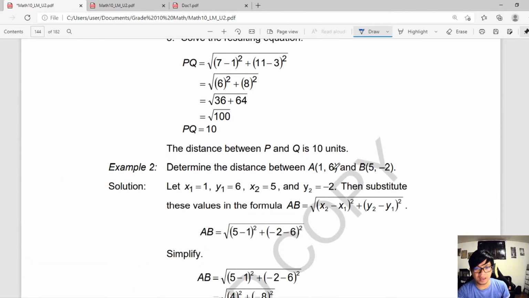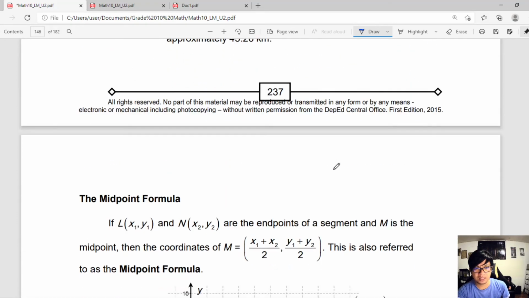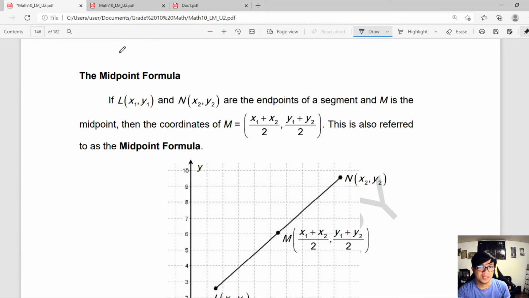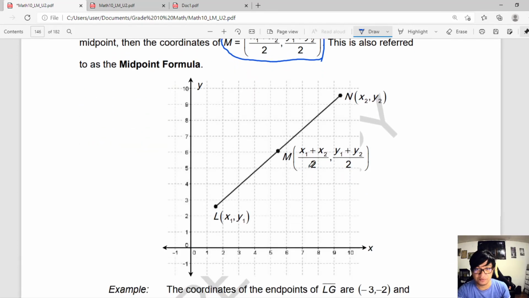Let's proceed with the other formula, which is the midpoint. Let's look at the midpoint formula. So, if we have 2 points, let's say L and N, are the endpoints of a segment and M is the midpoint, then this is the coordinates of our midpoint. So, this is the formula for the midpoint. Ang gagawin lang ninyo, i-add lang yung x sub 1 plus x sub 2, then divide nyo sa 2. Diba? Para, diba, pag gusto nyo kunin ang gitna, ang gagawin kasi ninyo dyan, diba, i-divide nyo sa 2. So, ganon. So, ito yung formula natin.